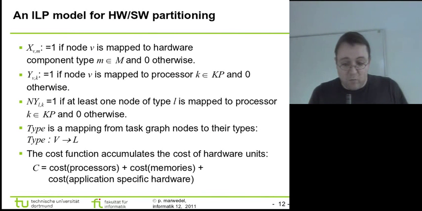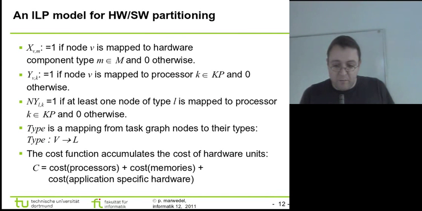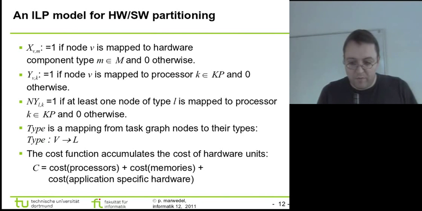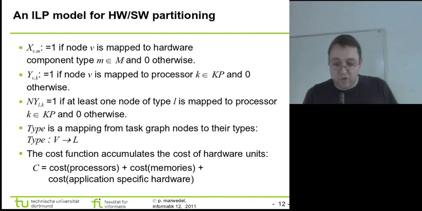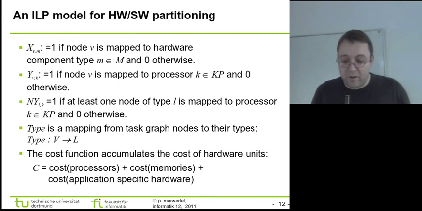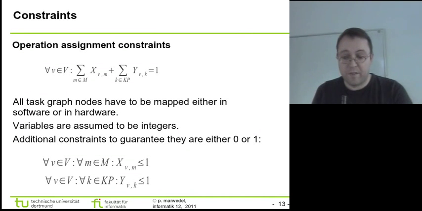The next variable is ny of l and k. This is 1 if at least one node of type l is mapped to a processor k, and 0 otherwise. Then we have a mapping called type, and this maps from task graph nodes to a type of a task graph. So it's a mapping of the set V to the set L. And finally we have to have a cost function that accumulates the cost of all hardware units. So the cost function C is the sum of the cost of the processors, of the cost of the memories, and the cost of our application-specific hardware in the system.